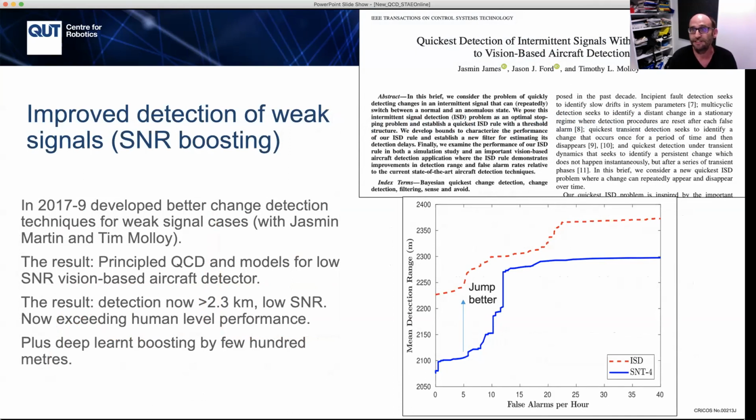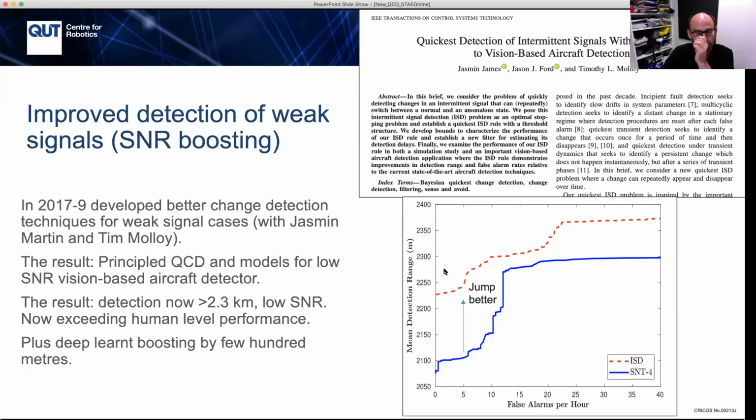We're not only interested in having good theory, we're actually engineers as well, and so we now have even better performance, and we have detection range greater than 2.3 kilometres in a very low SNR detection environment, with very low false alarm rates, and potentially exceeding human level performance, which is a great place to reach after such a long journey.